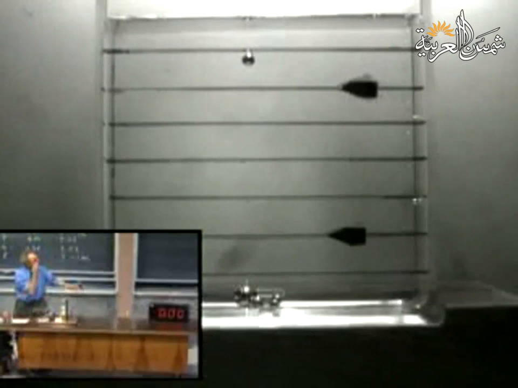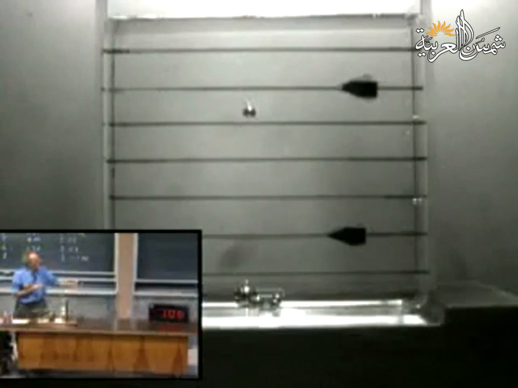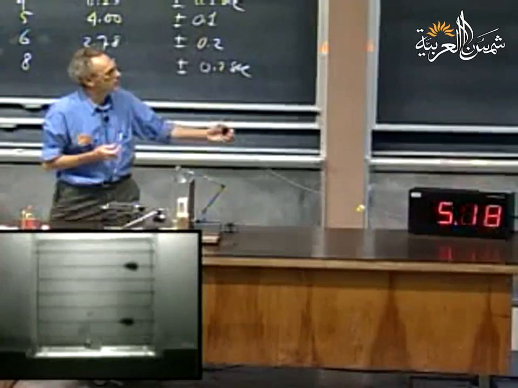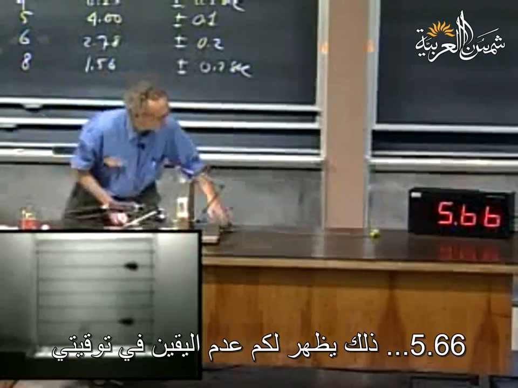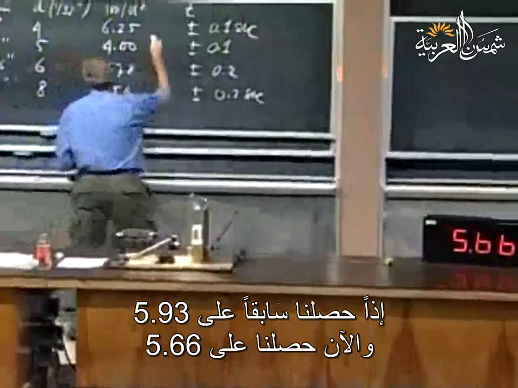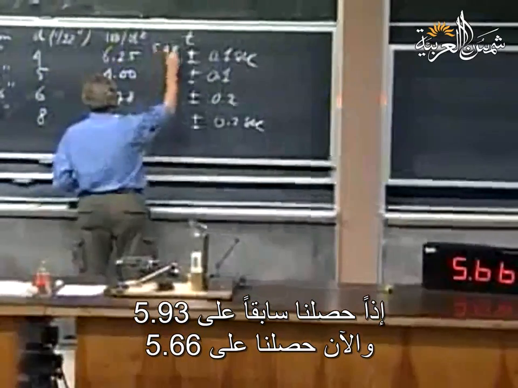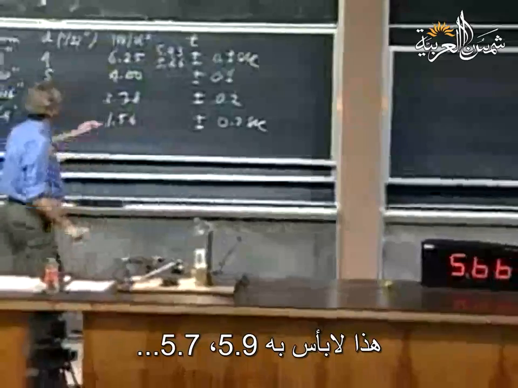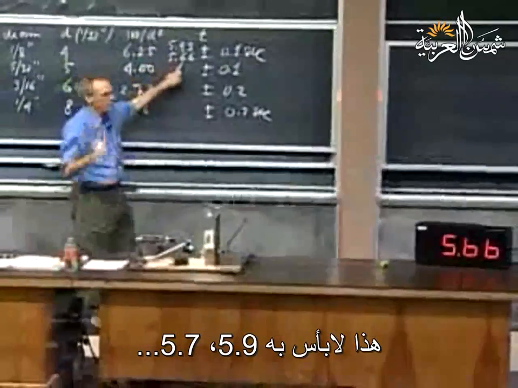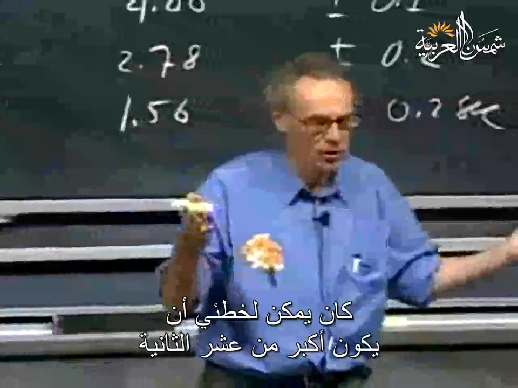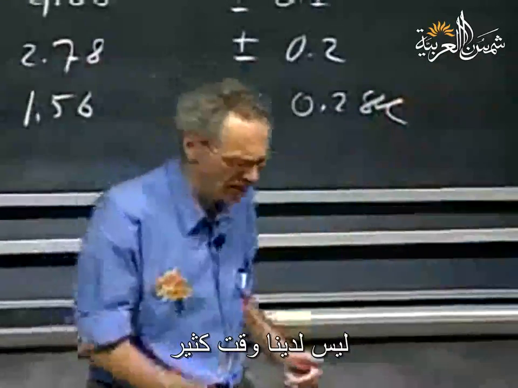Okay, there it goes. Now, 1 centimeter, 2 centimeter, 3 centimeter. Now, 5.66. That shows you the uncertainty in my timing. So we had a 5.93, and we have now a 5.66. It's not so bad. 5.9, 5.7. Timing error a tenth of a second. My timing error could be a little bit larger than a tenth of a second. You don't have very much time.